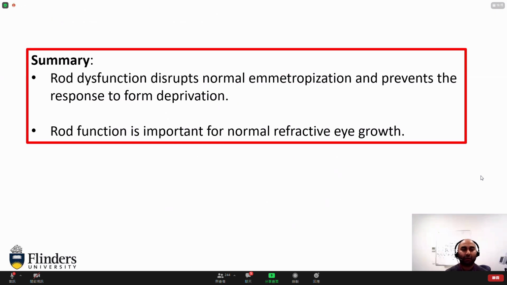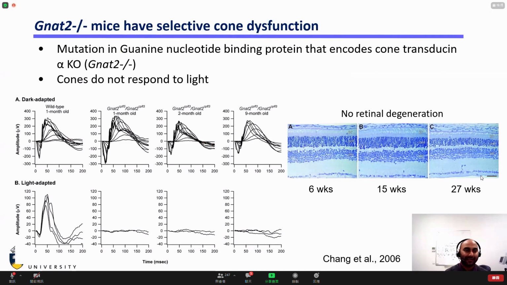So in summary, the rod dysfunction disrupts the normal emmetropization and prevents the response to form deprivation, and rod function appears to be important for normal refractive eye growth in mammalian eyes. The second mouse model here is the GNAT2, and they have selective cone dysfunction because of mutation in guanine nucleotide binding protein that encodes cone transducin alpha, again a protein that is important for cone phototransduction. Again, we can see here that the light adapted cone response was completely absent in these animals compared to the dark adapted responses. In the picture on the right, we can see that there is no visible retinal degeneration at younger ages when we measured these mice.